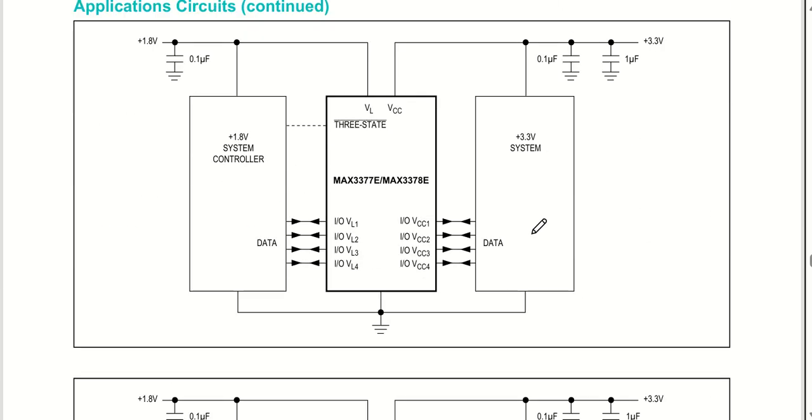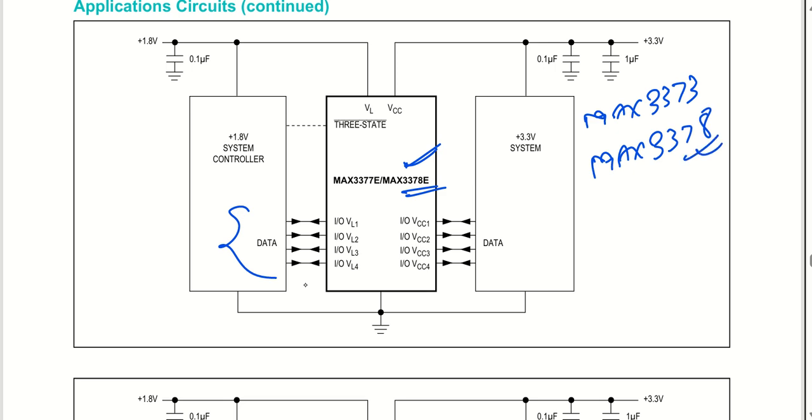Now, sometimes instead of 2 data lines, we need 4 data lines. So this is what we have utilized in one of our circuits as well, the 3378. This is simply, instead of 2 data lines, using 4 data lines. So we have used two ICs. One is the Max 3373, which is for 2 lines, and one more is the Max 3378, in our various applications, which is for 4 lines.